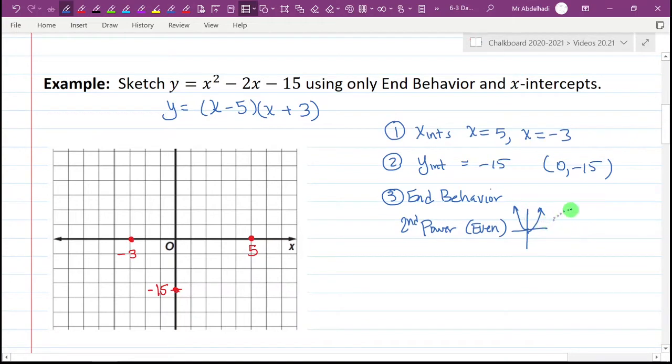So if we know that, we know the end behavior is up on both sides, we can go over to the last X-intercept and just go up from each one. So from here we know we're going up, and we know we're going up.